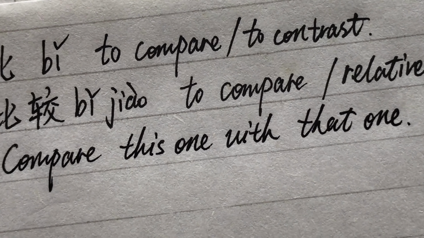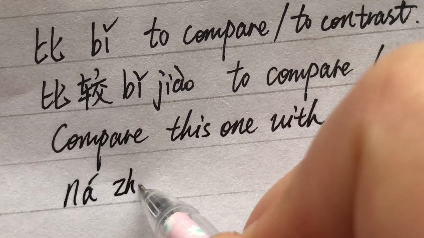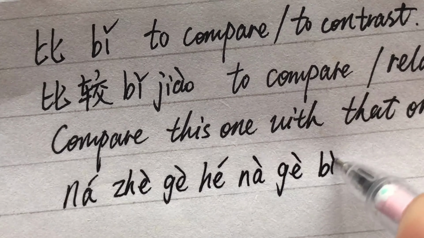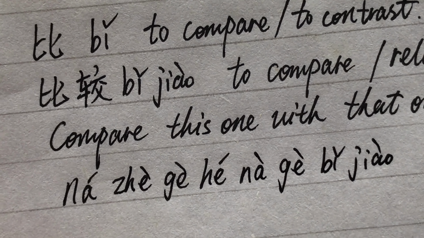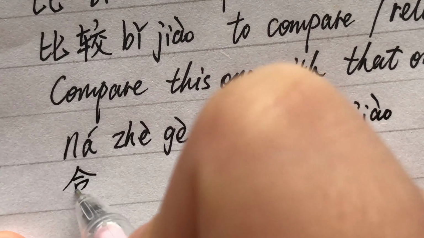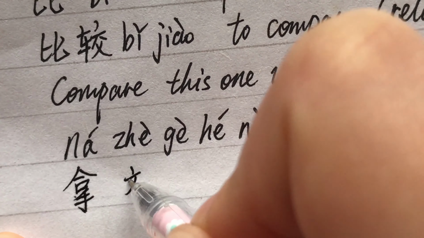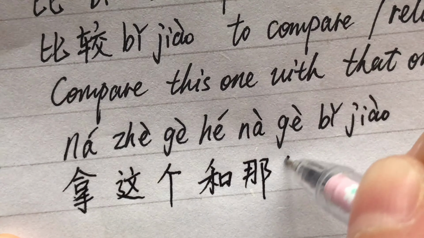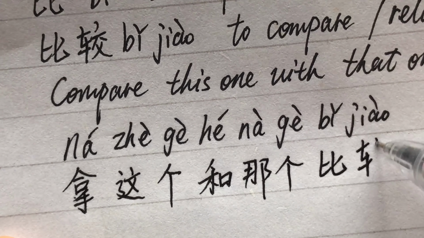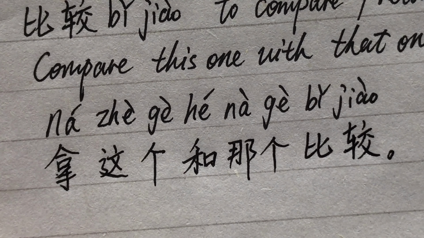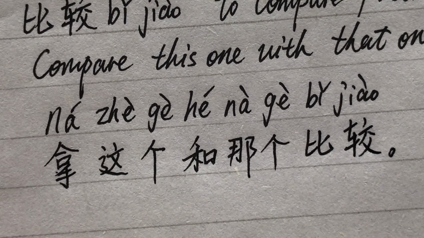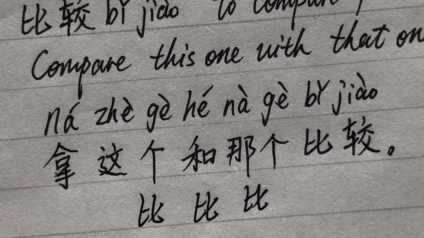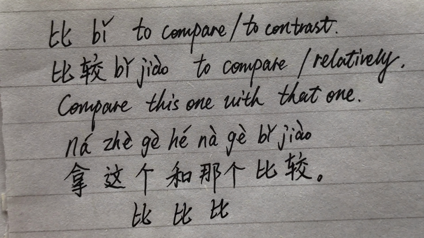拿这个和那个比较。拿这个 compare this one, 这个和那个 that one, 比较。Compare this one with that one. 拿这个和那个比较。比比 to compare, to contrast.